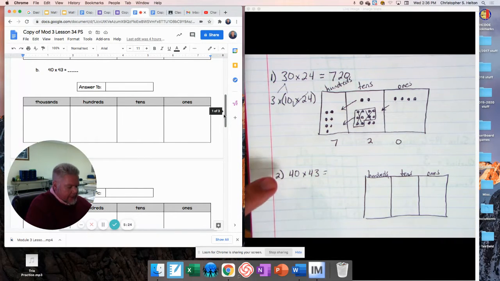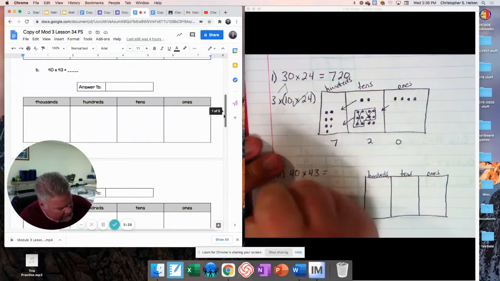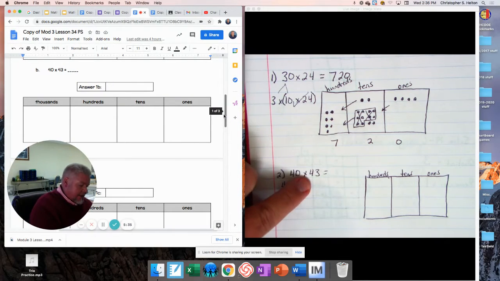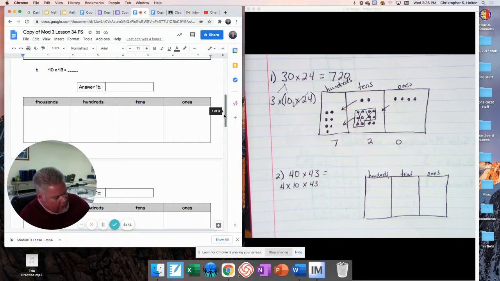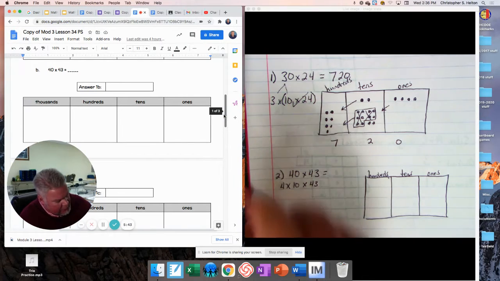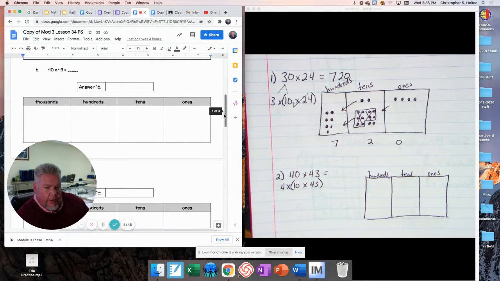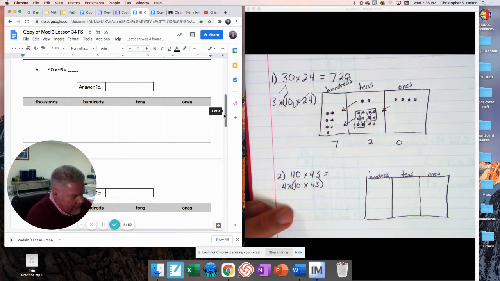All right, so let's break down this 40 first. That makes it easier. We're going to break down the 40 into 4 times 10. That's distributive property. And now we're going to do the 43. Now that associative property is putting two numbers in parentheses. We're going to do the 10 times 43 first. So let's represent this 43 on our place value chart.